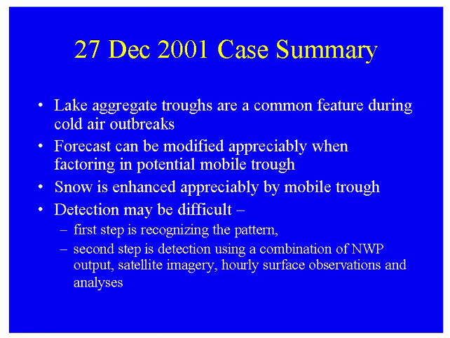So in summary, lake aggregate troughs are a common feature during cold air outbreaks. Remember, Greg's climatology showed that these things happen frequently throughout the year. The forecast can be modified appreciably when you factor in the potential mobile trough. The snow is enhanced appreciably, particularly when dealing with Lake Michigan, and detection is oftentimes very difficult. First step being recognizing the pattern. Second step, using a combination of NWP output, satellite imagery, hourly surface obs, whatever you can find to look for signs of the mobile trough and try to track it and see if it's on time.